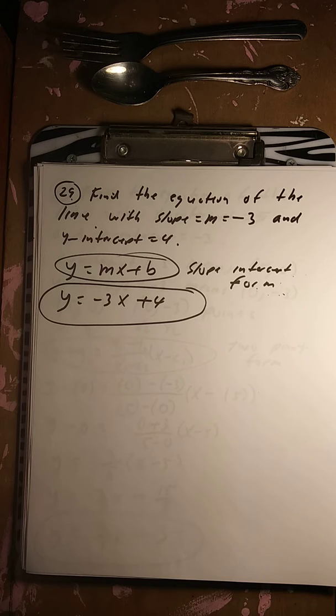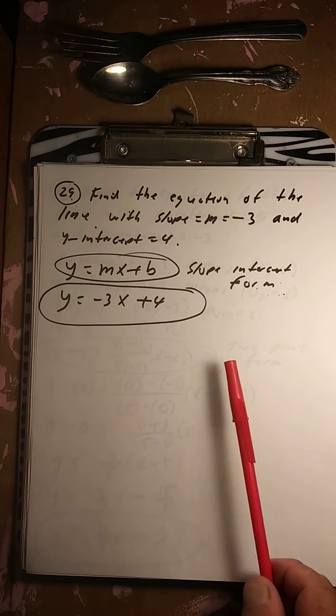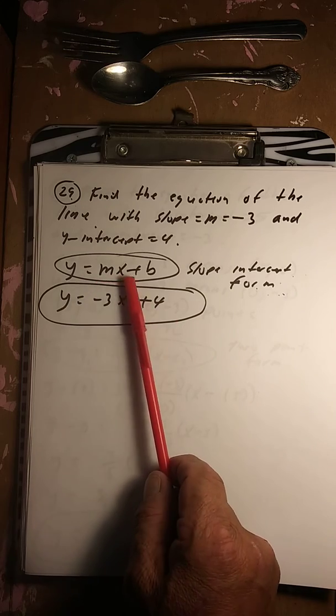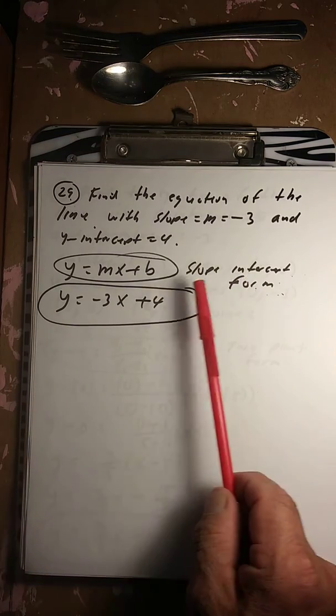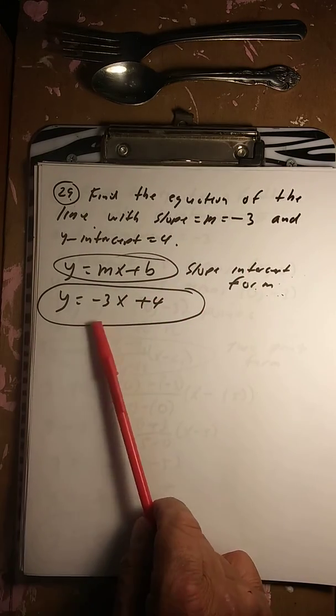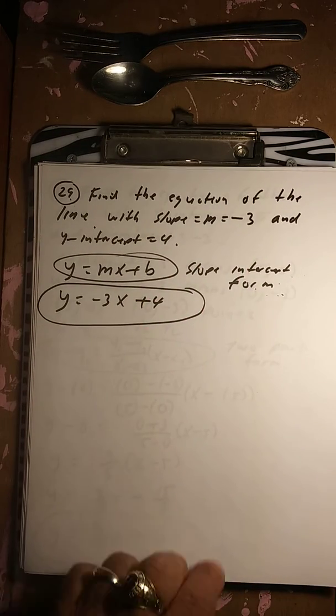Find the equation of the line with slope negative 3 and the y-intercept 4. There's the slope-intercept formula right here, y equals mx plus b. Do I know the slope? Yes, it's negative 3. Put it in there. Do I know the intercept? Yes, it's 4. Put it in there. So y equals negative 3x plus 4.